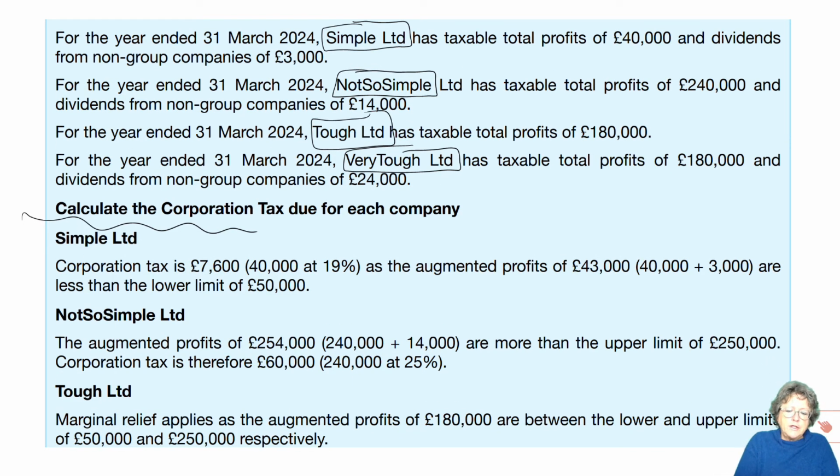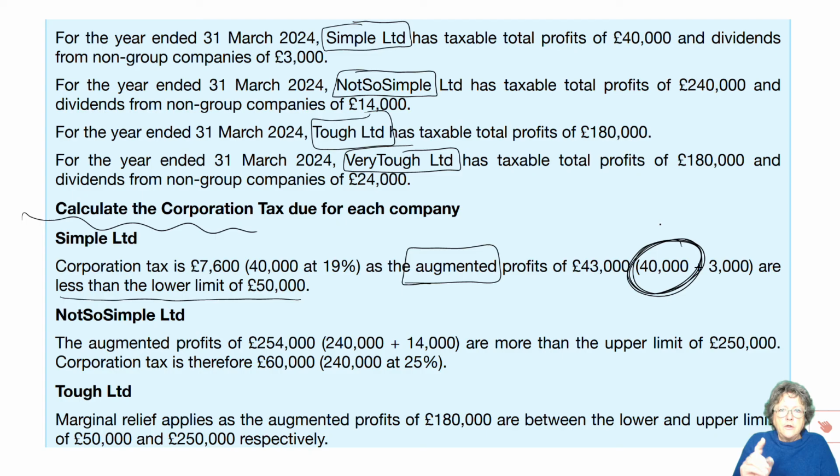So the corporation tax, augmented profits are the 2 added together. So that's the 40 plus the dividends. They are below the lower limit, and therefore the 40,000 is taxed, not the augmented profits. The augmented profits is a calculation figure to work out at what rate you pay tax. You have to be careful with this, because having worked out 43, some of you will tax that. Done it myself in the past.